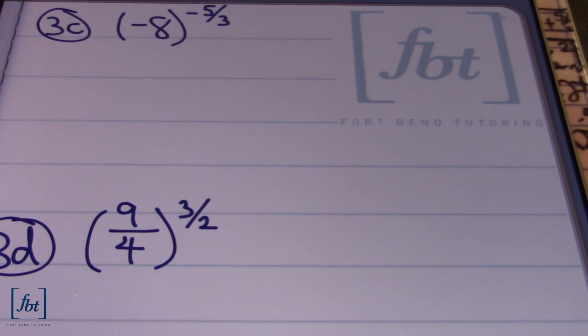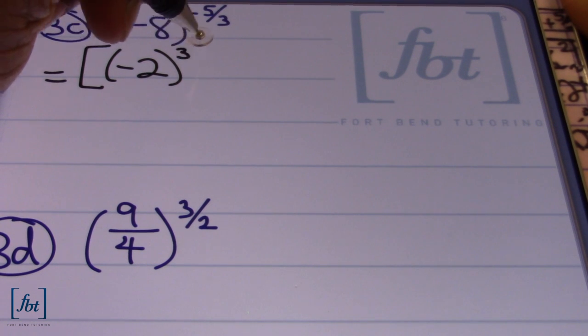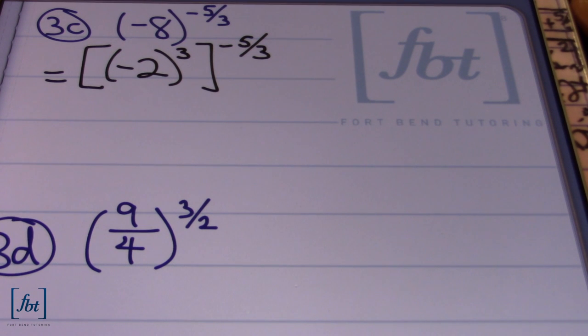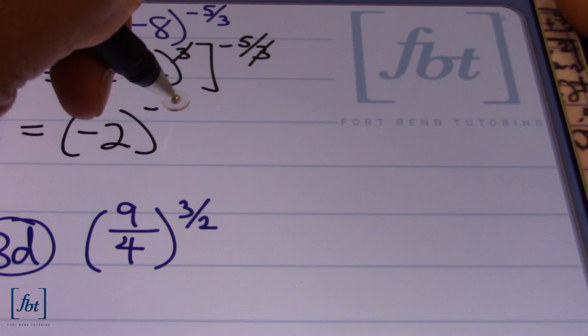Because if it is, I can simplify this quickly, and that's what I want to do. I'm not trying to spend too much time on a problem, you know? So I'm going to rewrite this expression as the quantity of negative 2 cubed raised to the negative 5/3 power. By doing this, the exponents will multiply, canceling out the 3s. The 3s are gone now. So I have a base of negative 2 that's being raised to the negative 5th power.